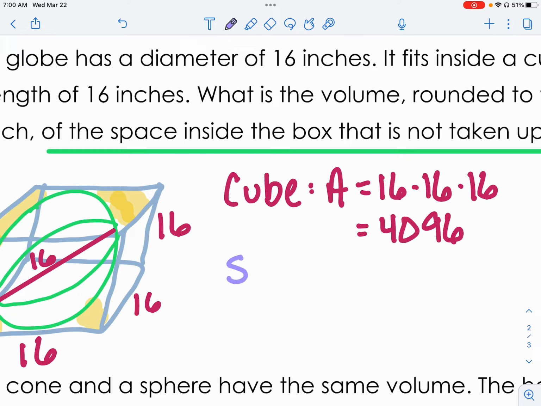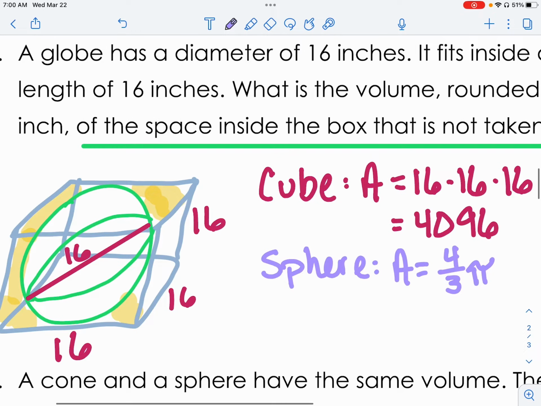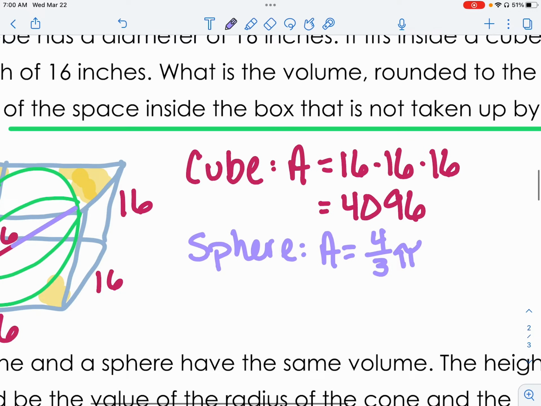For the sphere, volume, if you look at your reference sheet, is 4/3 pi r cubed. Now, if our diameter was 16, then half of that would give us our radius, which is 8. And then we cube that. Plug that all into your calculator.